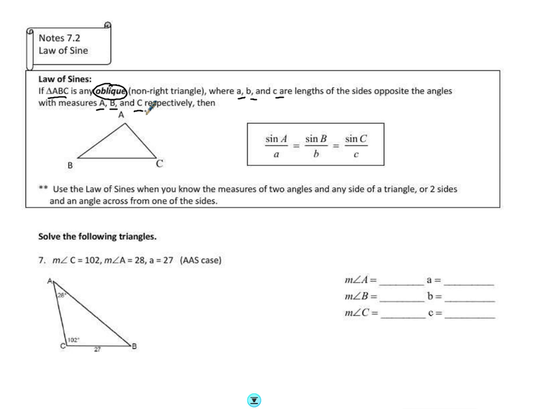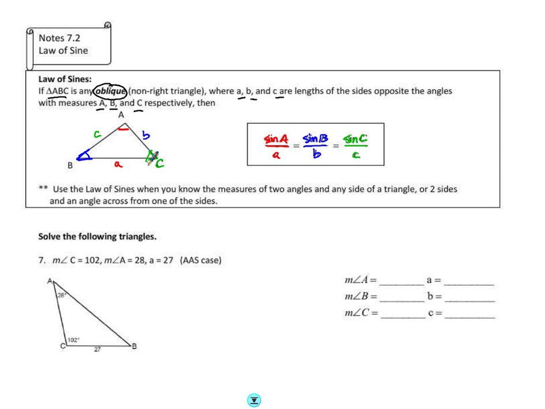So if we are given something that's oblique or non-right, we may, in some cases, use our law of sines, which says if I take the sine of angle A and set it up as a ratio over its opposite side, little a, that ratio is equivalent to the sine of B over the side opposite of B, and that would be equivalent to sine of C all over little c, the side opposite of angle C.